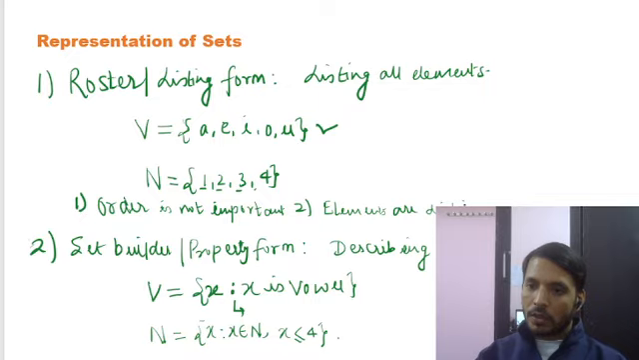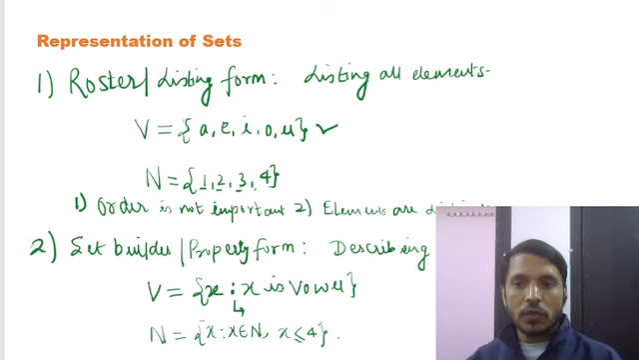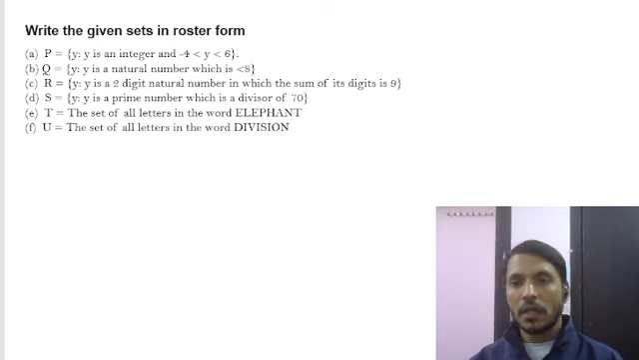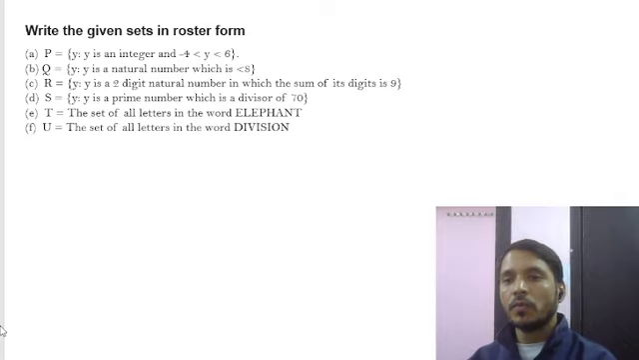So these two points you have to keep in mind for the roster form, or the listing form, of the sets. So these are the two ways of representation: one is roster, another one is set builder. Right? Now we'll move to the next. We have some problems or questions to convert from one form to another form.